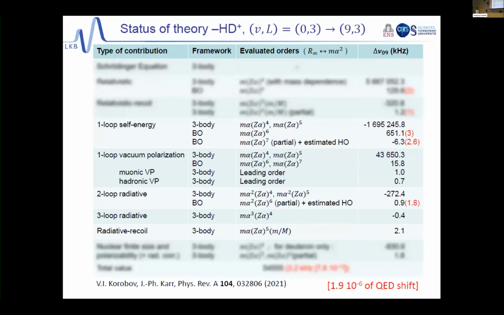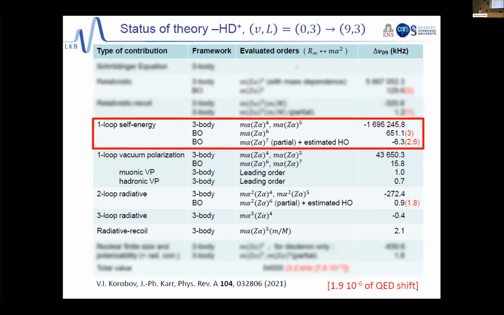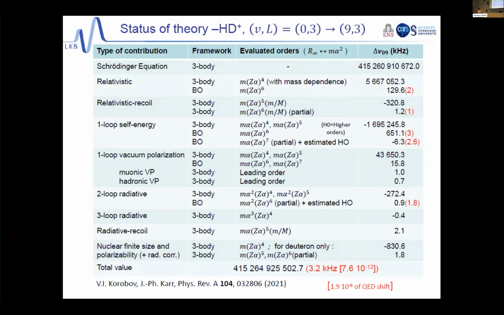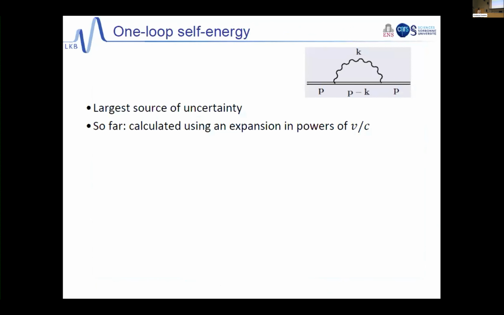Continuing with the contributions for the transition frequency, we have all of these quantum electrodynamic contributions. I would like to highlight the one loop self-energy, because it's the largest source of uncertainty of the theory. Then we also have nuclear finite size and polarizability contributions. When we add all of these contributions, we get a relative uncertainty of 7.6 times 10 to the minus 12.